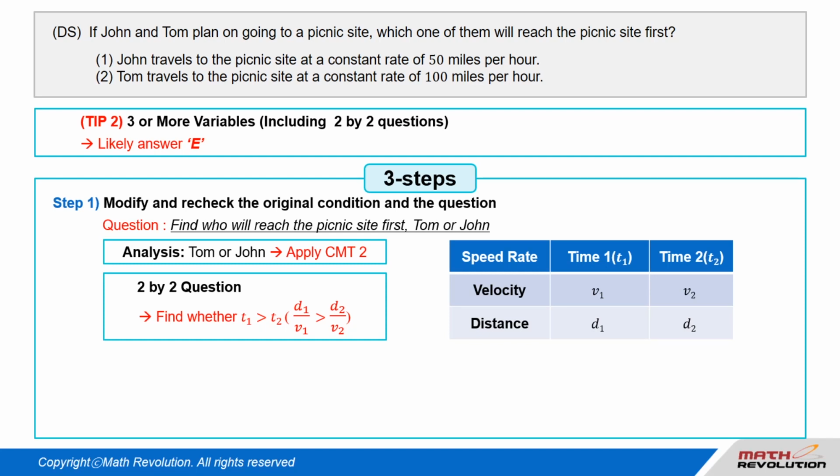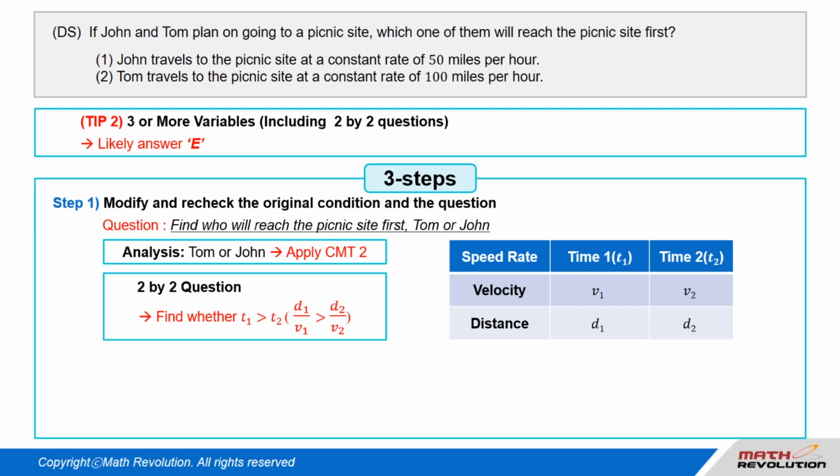Velocity at time 1 is v1. Velocity at time 2 is v2. Distance at time 1 is d1. Distance at time 2 is d2. You can't determine the time if you only know the velocity or the distance. In this case, the number of variables is 4, and the most likely answer is E.